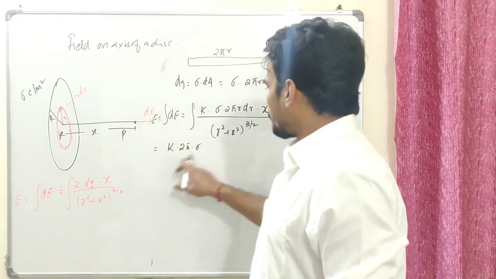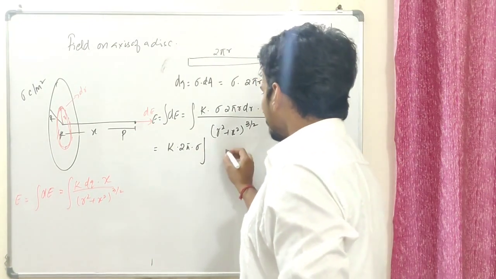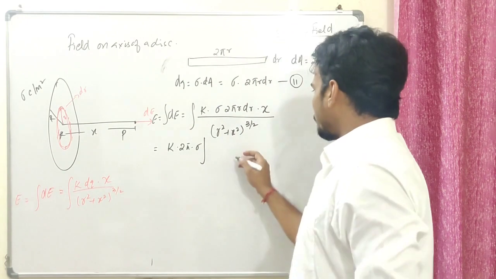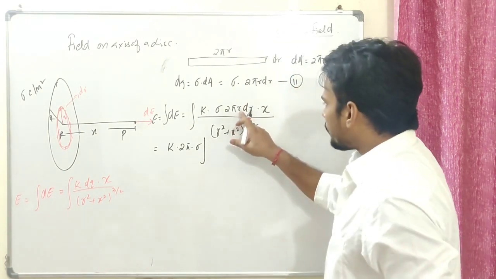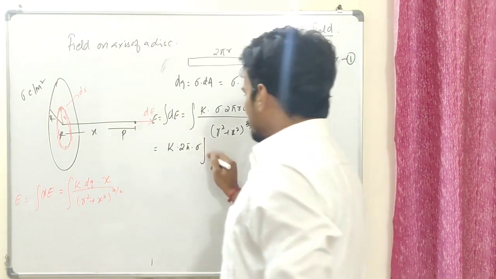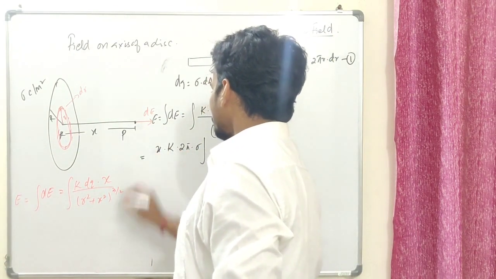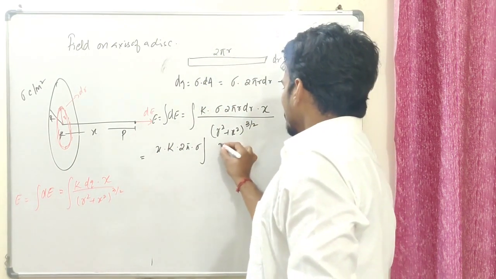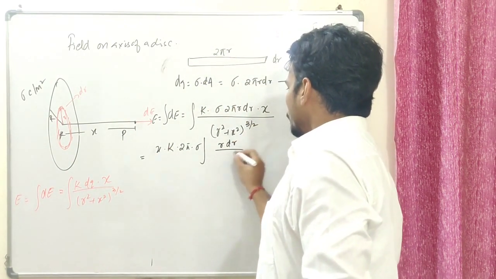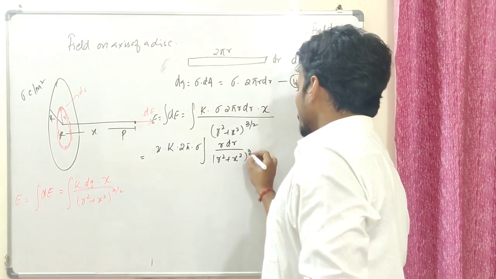Okay, we have k, 2 pi sigma, as a constant kept out. Now I'm going to have r inside. And of course, x is also a constant, right? So let me keep x also outside. So let me have x over here. Okay, I'm going to have r dr over (r square plus x square) to the power of 3 by 2.